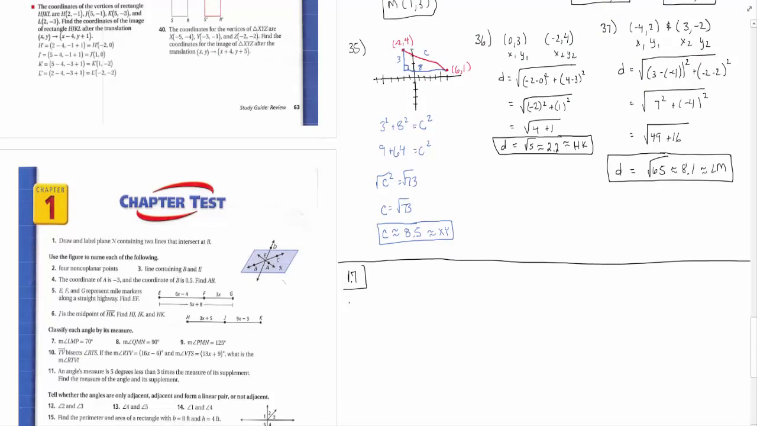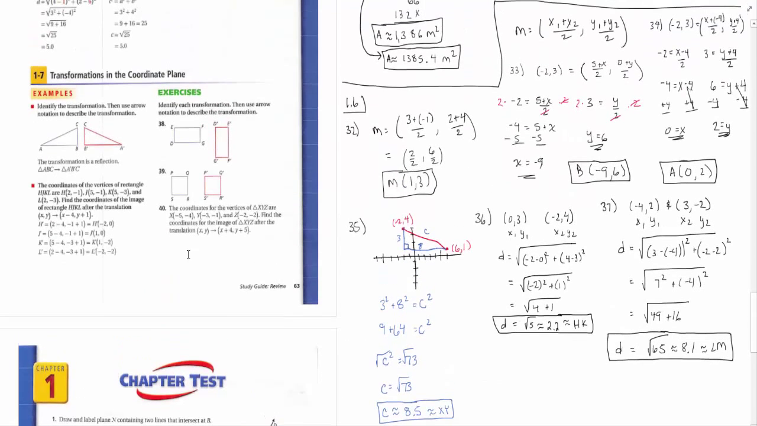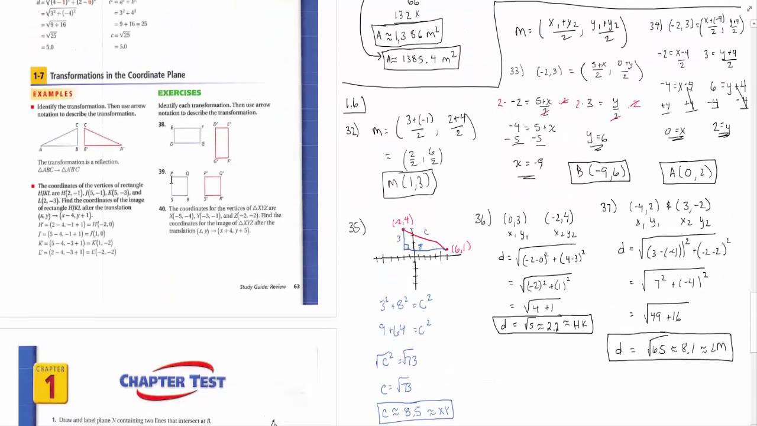38. This is all going to be on your translations. You got your, or transformations. You got your translations, your rotations, and your reflections. So in this case, we want to identify each transformation, use arrow notation to describe it.